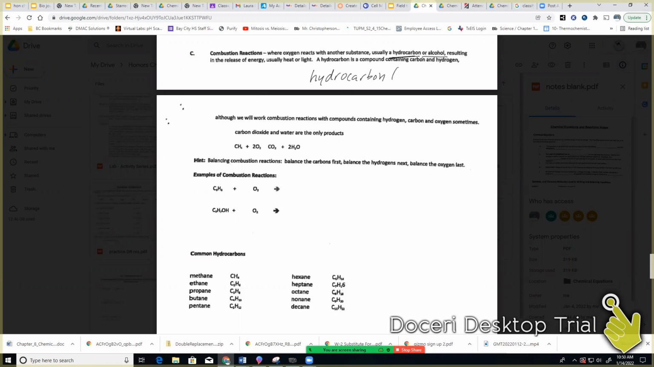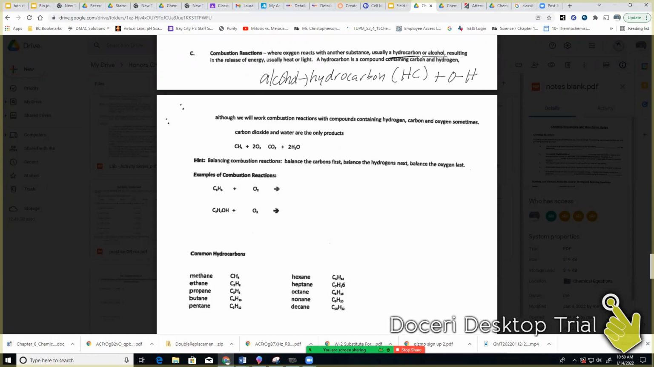And if something is a hydrocarbon, it just has hydrogen and carbon. So this is an alcohol. The difference is that the alcohol has a hydrocarbon plus an OH. That's what makes it an alcohol. It also makes it a little bit tougher to balance those equations.